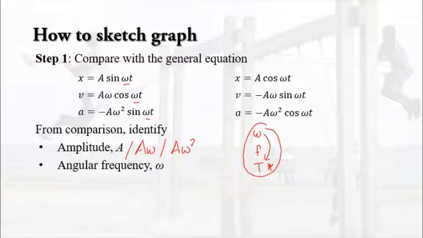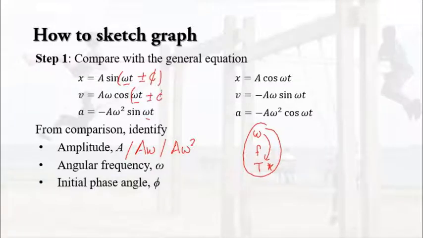But what if you have an initial phase angle? What if the question comes with an initial phase angle? Then you have to modify the equations a little bit. So you have to change it to A sine(omega t plus minus phi), and then A omega cos(omega t plus minus phi), and then negative A omega squared sine(omega t plus minus phi). This is the general set of equations that you have to use when the question gives you an initial phase angle.